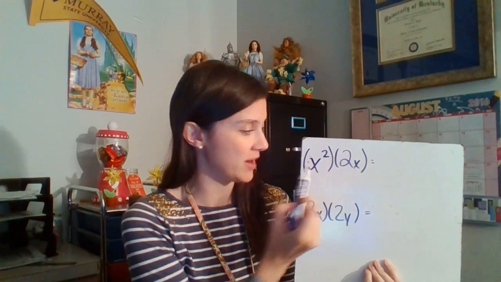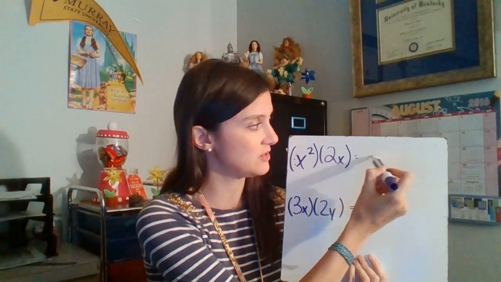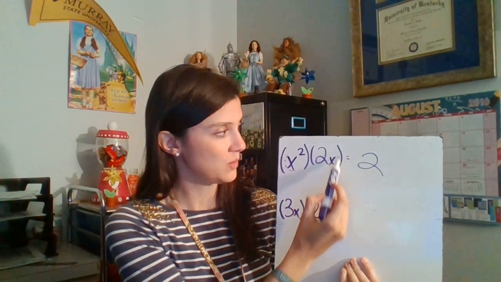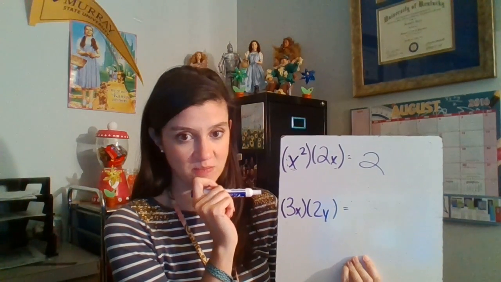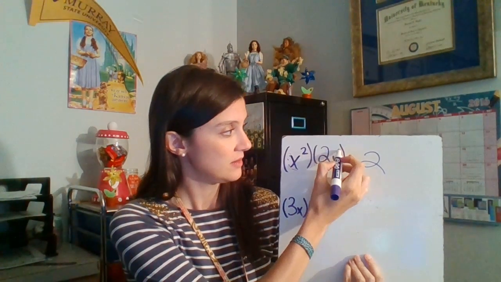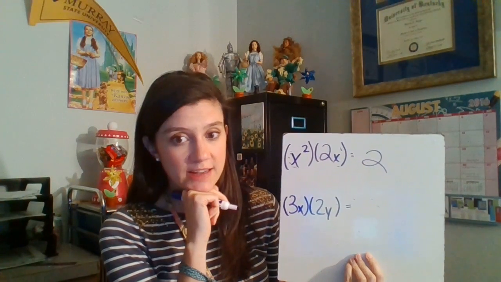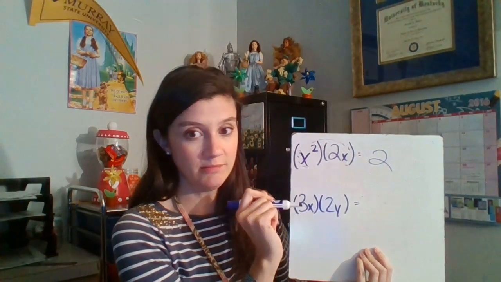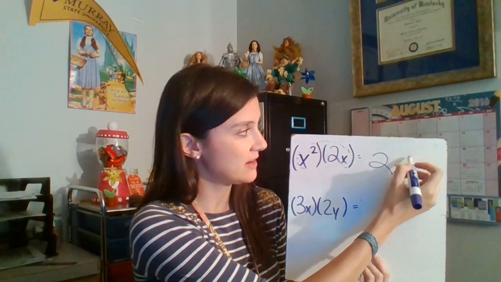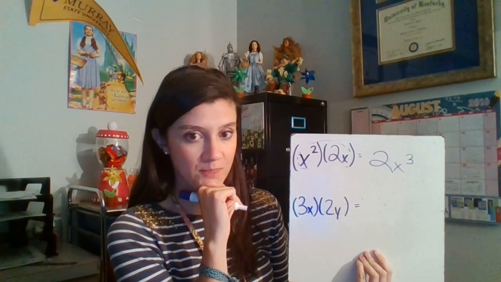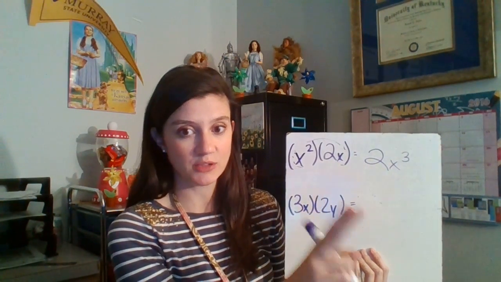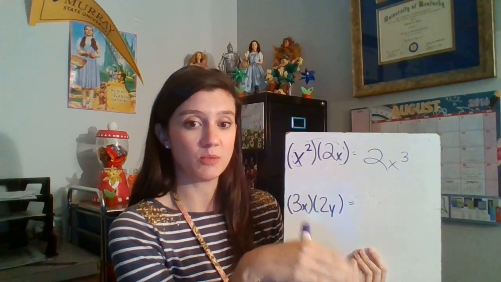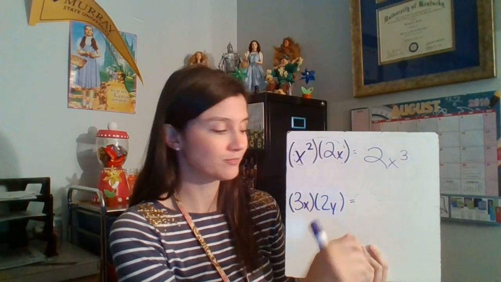So again, this is like a 1 is there. 1 times 2 is 2. And then since the variables are the same, we can multiply the exponents. And the rule when you're multiplying exponents is to add them. So 2 plus 1 is 3. So we've got 2x to the third power. Okay? Multiply the coefficients, multiply the variables if they're the same, and then the rules for exponents apply. When you're multiplying, add the exponents together.